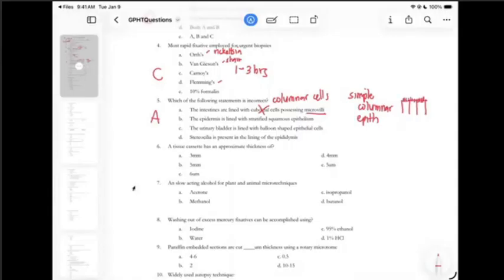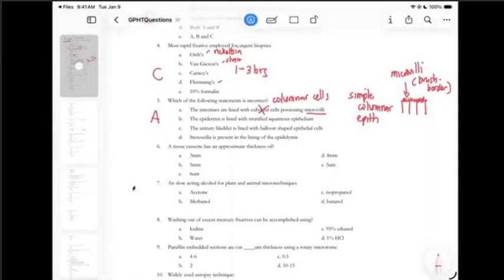Non-motile structures, si microvilli, tinatawag din natin yung brush border. We also call it as the brush border, which is used for absorption. Okay, so that would be letter A. Number 5, letter A. So it should be columnar cells. Yung mga cuboidal cells, we can see that in the kidney tubules or in the thyroid.